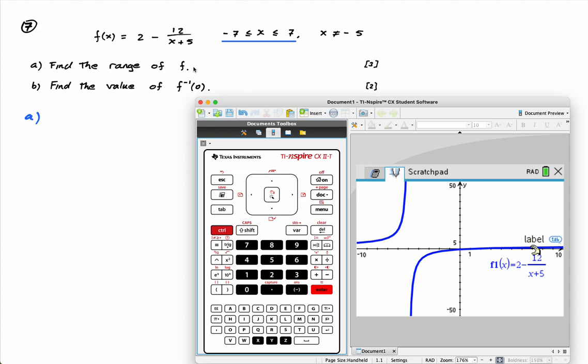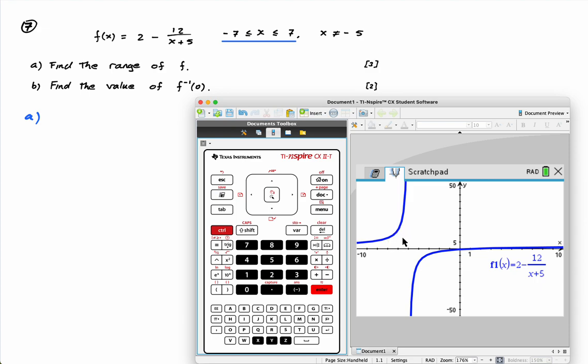It says find the range of values of f. So the range are the y values. What y values are there for x values between -7 and 7? So if you put in -7, if your x is -7, you'll get this output here. If your x is -6, you'll get this output. If your x is -5, it cannot be -5. There is no -5 because you get this vertical asymptote here.